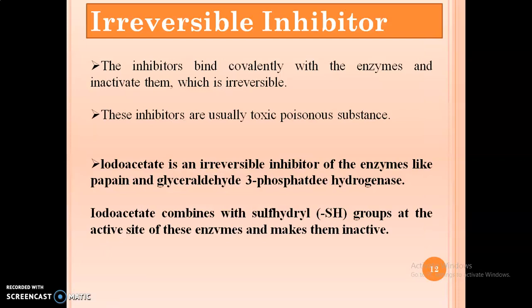Then the second type of inhibition is irreversible inhibition. Irreversible inhibition, that is, it cannot be reversed. Why can it not be reversed? As it covalently binds with a protein. Covalent binding with the protein. Thus, these inhibitors are usually toxic. As it is covalent, with one-time binding of these inhibitors with the enzyme, the complete enzyme is blocked. Yes, an example of this is iodoacetate, which is an irreversible inhibitor of enzymes like papain and glyceraldehyde 3-phosphate dehydrogenase. It combines with the SH group at the active site of this enzyme.